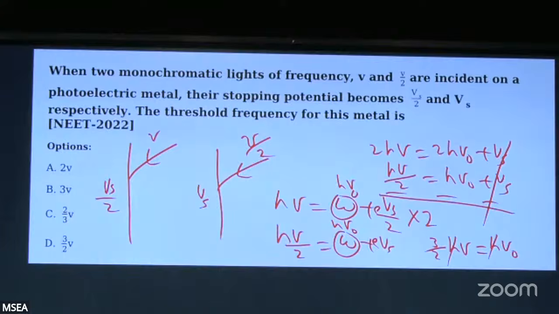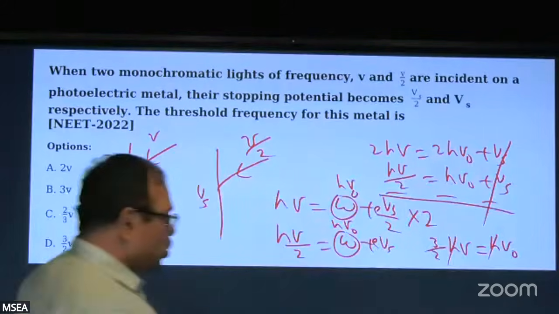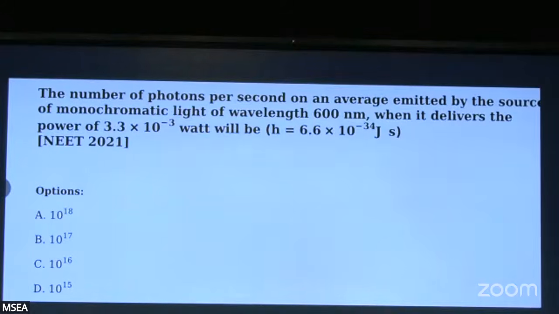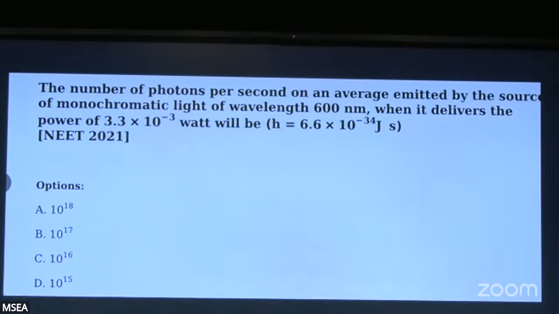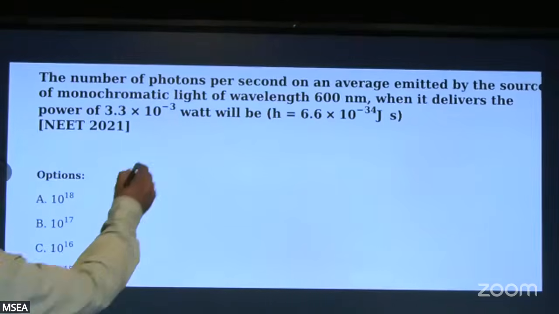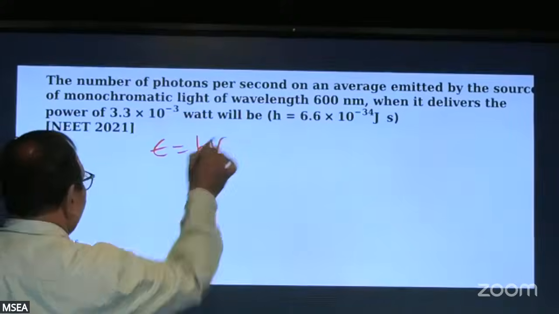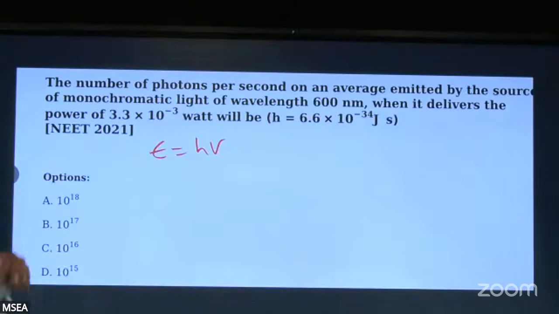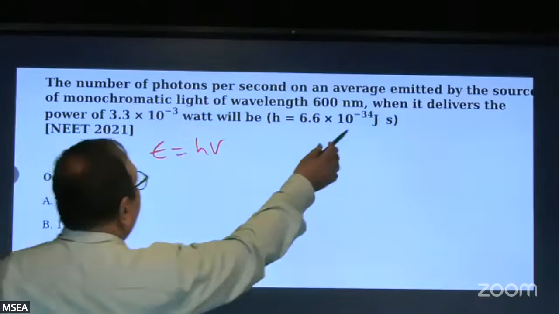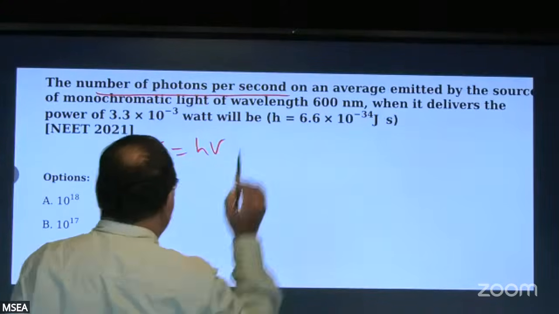Next slide. These are simple things they're asking, based on the photoelectric equation. The next one, let us see. What about this one? Number of photons per second. Previously in 2026 he asked E is equal to hν, but as I told, based on that, they may ask here the number of photons per second.